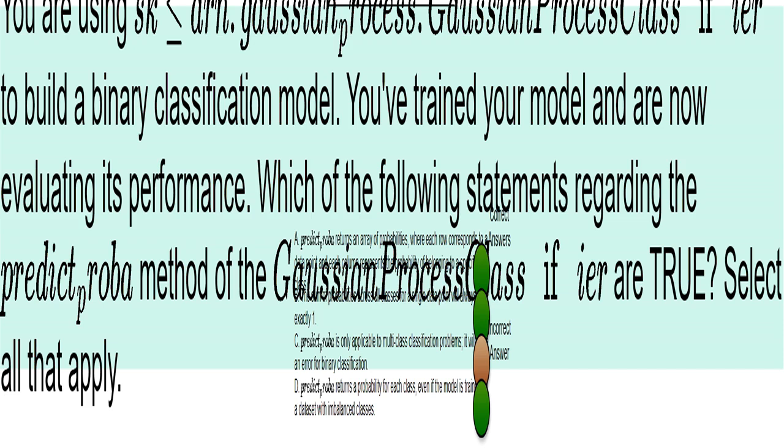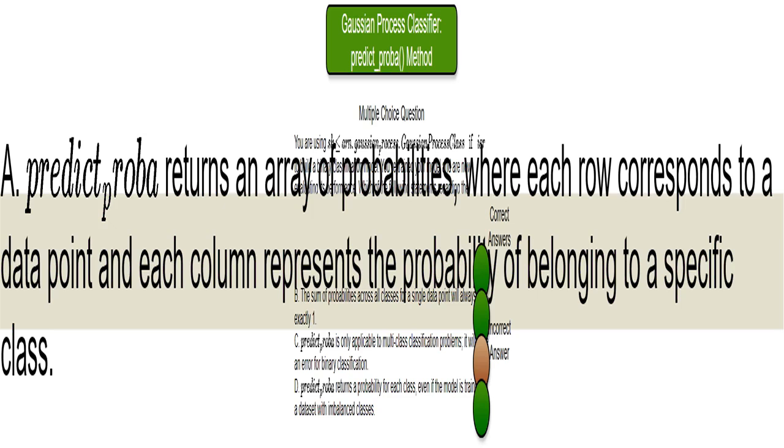This statement says the output of predict_proba is a table, a multi-dimensional array. Each row represents one data point from your dataset, and each column represents the probability that data point belongs to a particular class. For a binary classification problem, you'll have two columns. One for each class, e.g., probability of class 0 and probability of class 1.